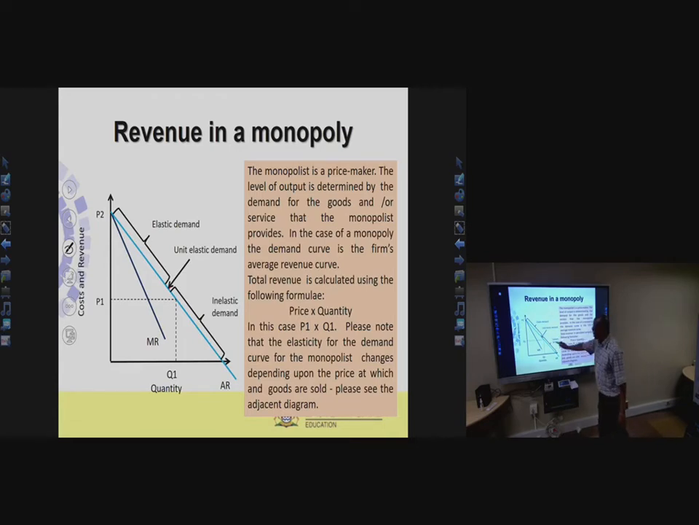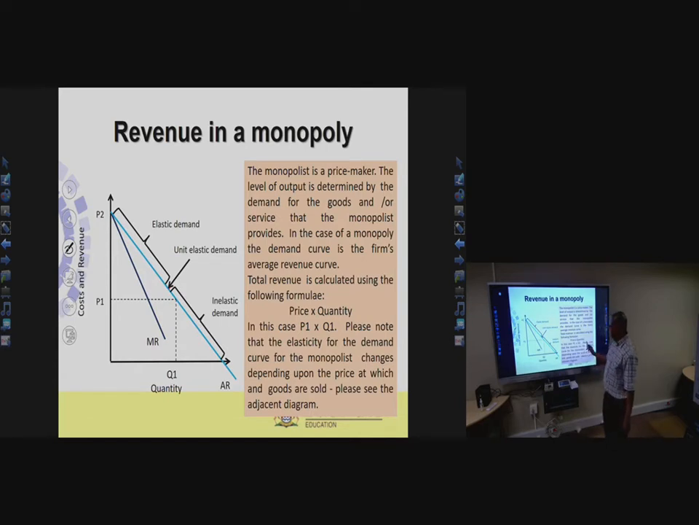In the case of monopolists, the demand curve is the firm's average revenue curve. Okay, then with the monopolists, they said we're going to use that particular curve, that demand curve, as our curve as monopolists. Hence, in the case of monopolists, the demand curve is the firm's average revenue curve. They use that, then it becomes their AR.